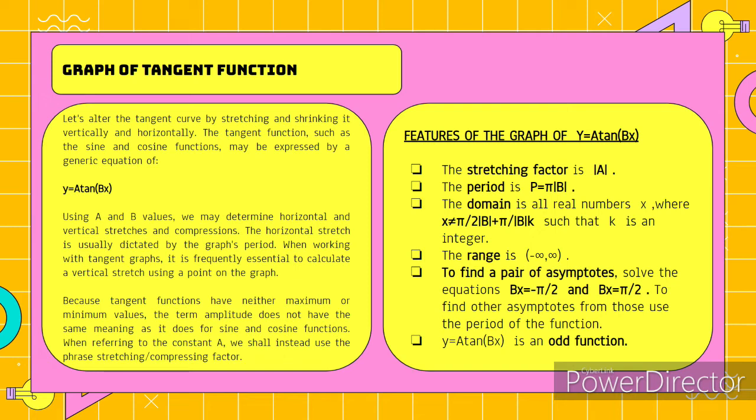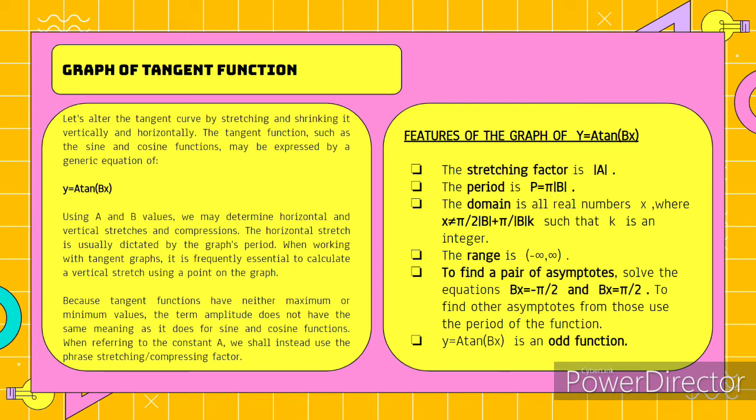Features of the graph of y = a tan(bx). The stretching factor is the absolute value of a. The period is P = π/|b|. The domain is all real numbers x, where x ≠ π/(2|b|) + kπ/|b|, such that k is an integer. The range is negative infinity to infinity.